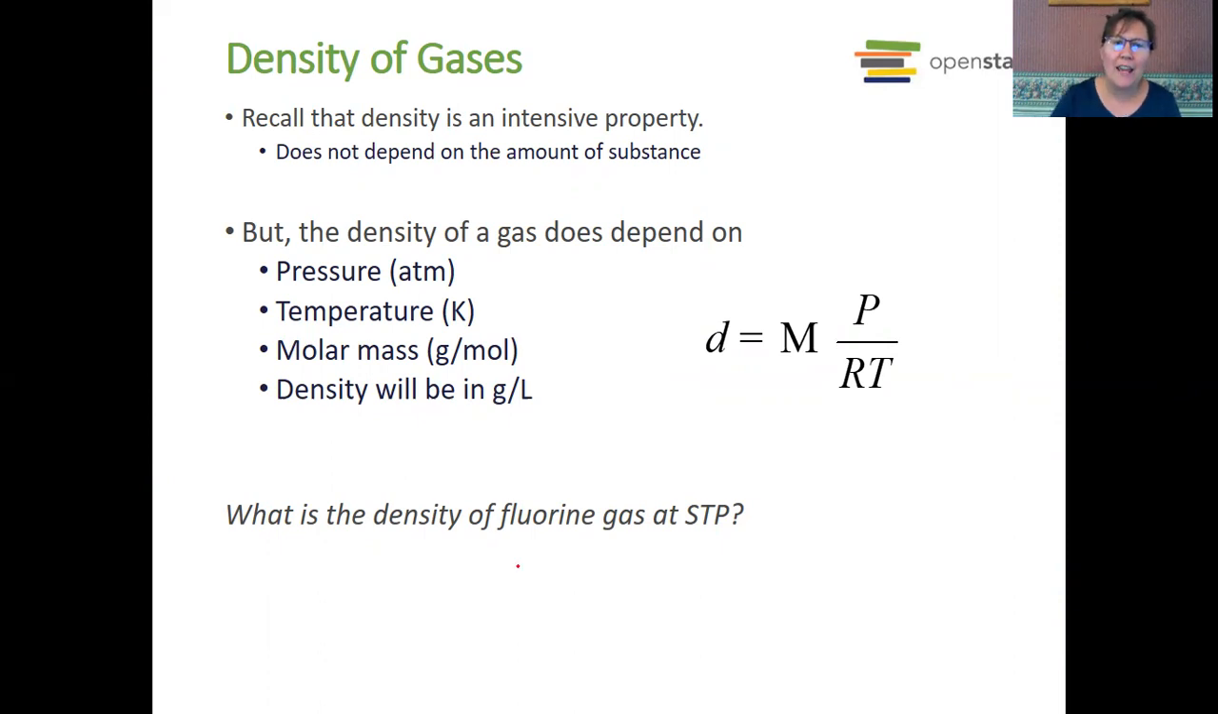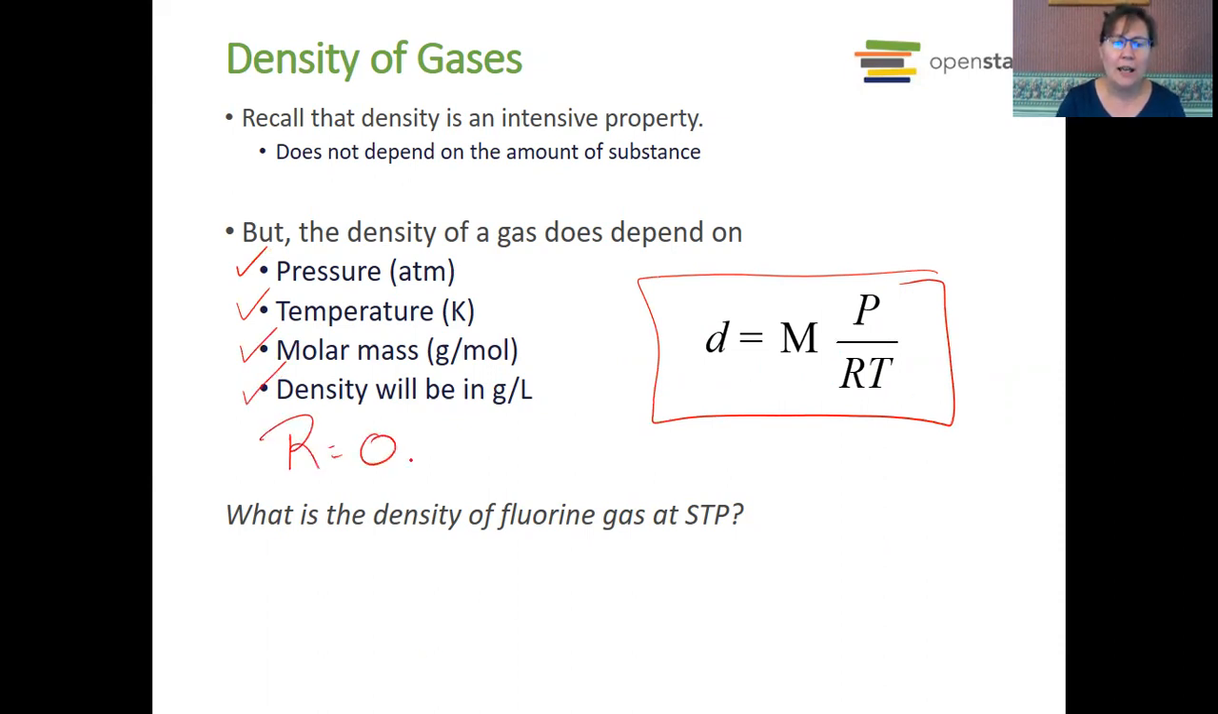Okay, so the thing that is an intensive property, that does not depend on the amount of the substance present, is density. Okay, and so we have this formula here for density. Density is equal to molar mass times pressure over RT, and you must have a pressure in atmospheres, a temperature in Kelvin. Your molar mass has to be in grams per mole, and your density will be in grams per liter. And the R value that you're going to use here is the 0.08206 liters atmosphere per mole Kelvin.